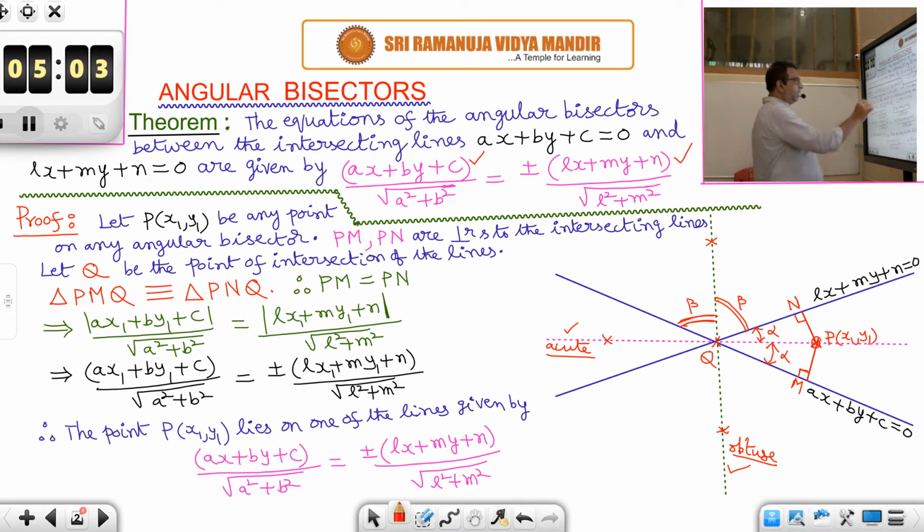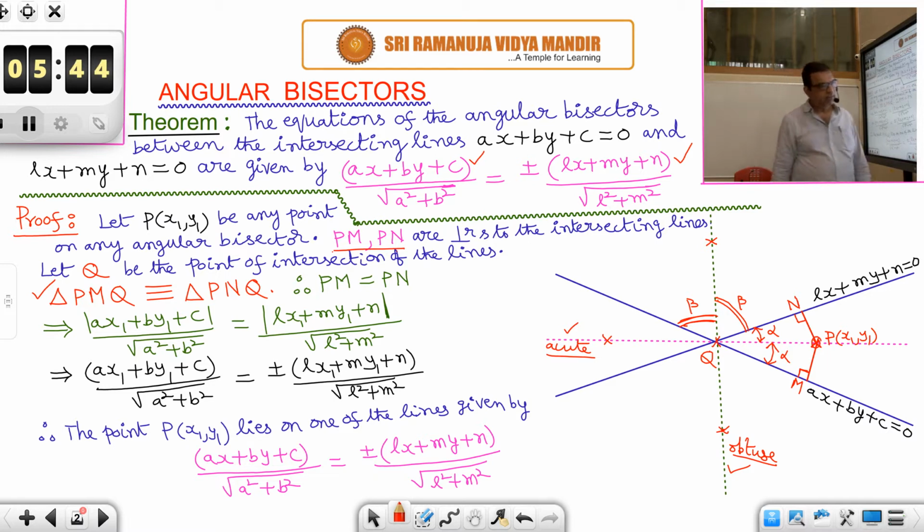Then what we are doing is PM, PN, here see, PM and PN in the diagram are perpendiculars to the intersecting lines. PM is perpendicular to ax plus by plus c equal to 0. PN is perpendicular to lx plus my plus n equal to 0. Q is the point of intersection, already I have told you. Now, consider the triangles. These two triangles are congruent. Triangle PMQ is identically equal to, is congruent to triangle PNQ.